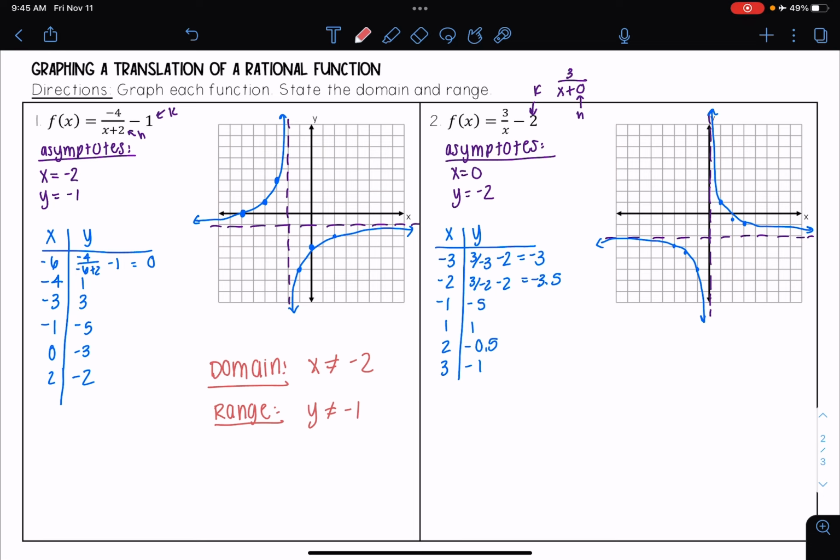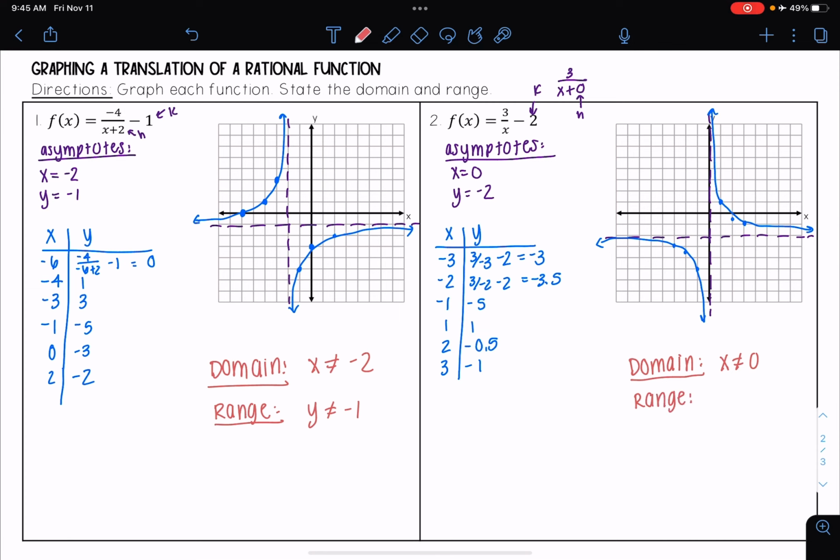So same thing over here. The domain is just going to be that x cannot equal 0 where my vertical asymptote is. And then for the range, y cannot equal negative 2 where my horizontal asymptote is.